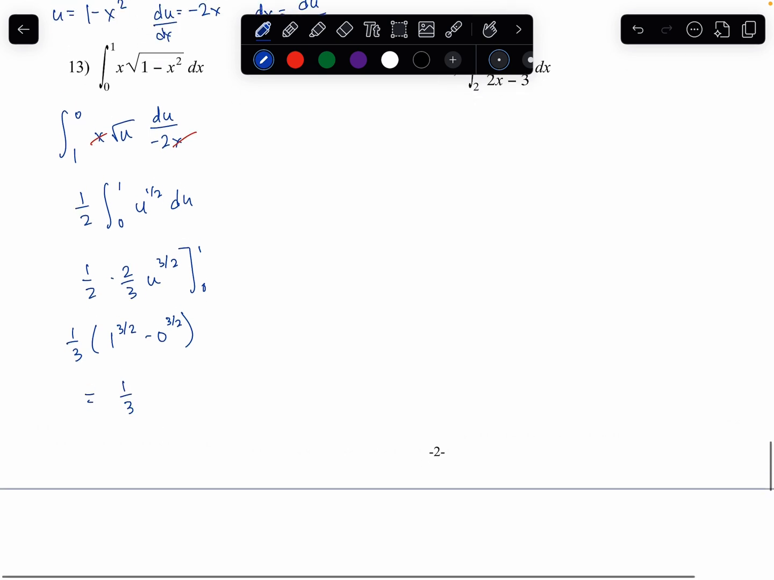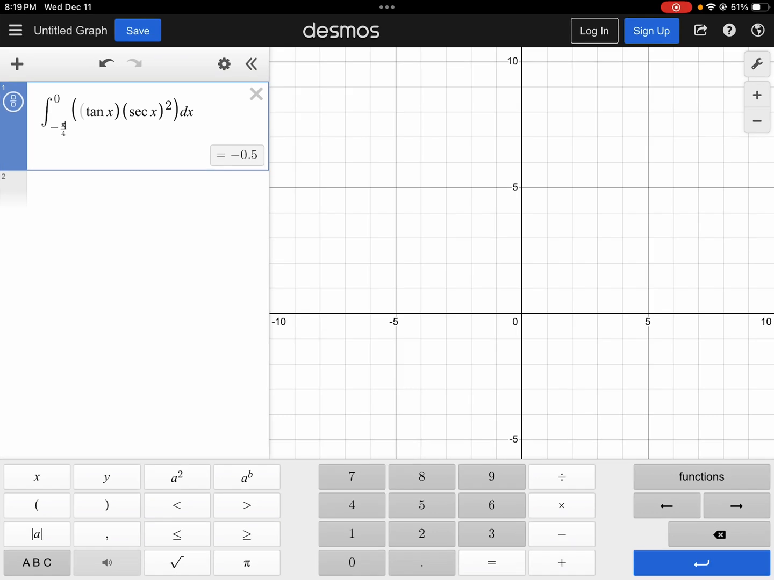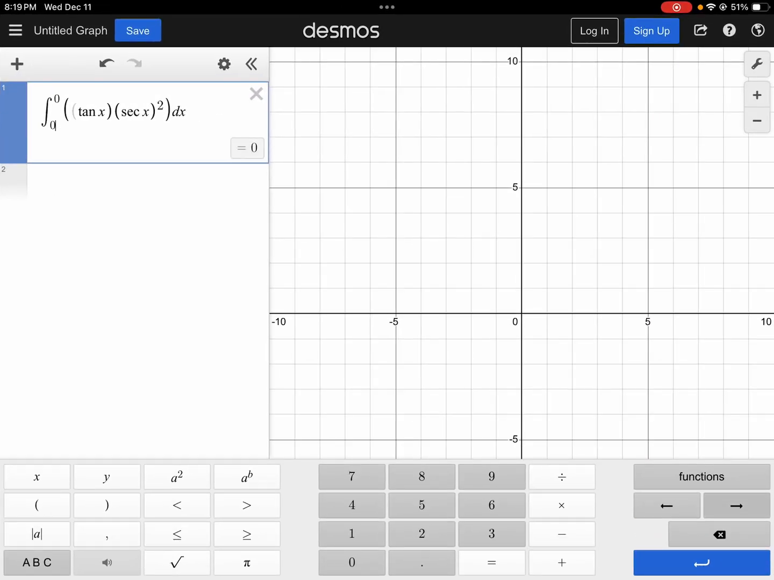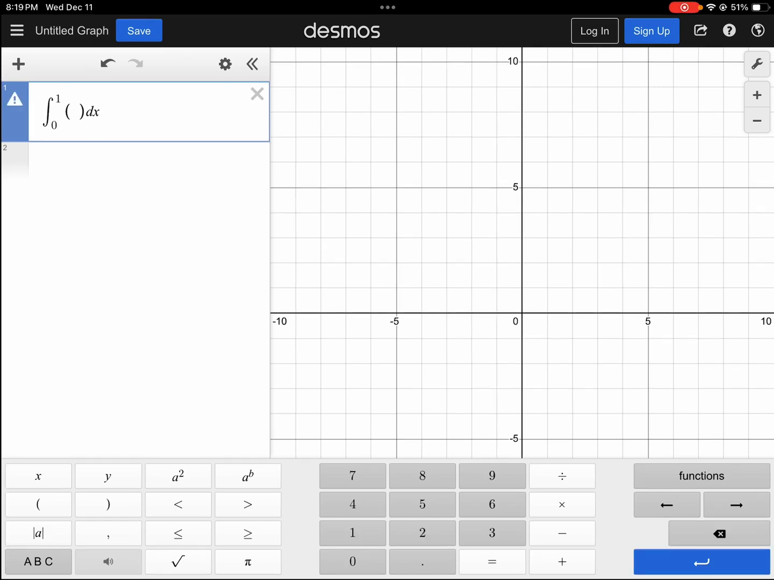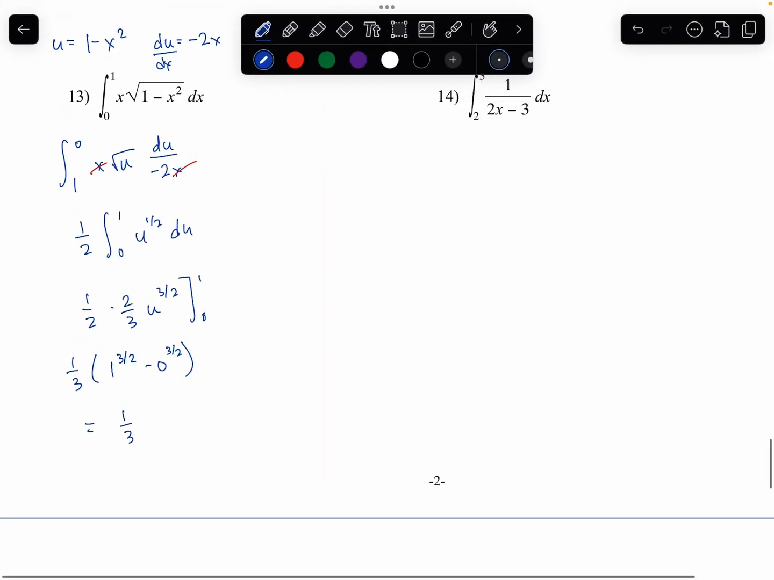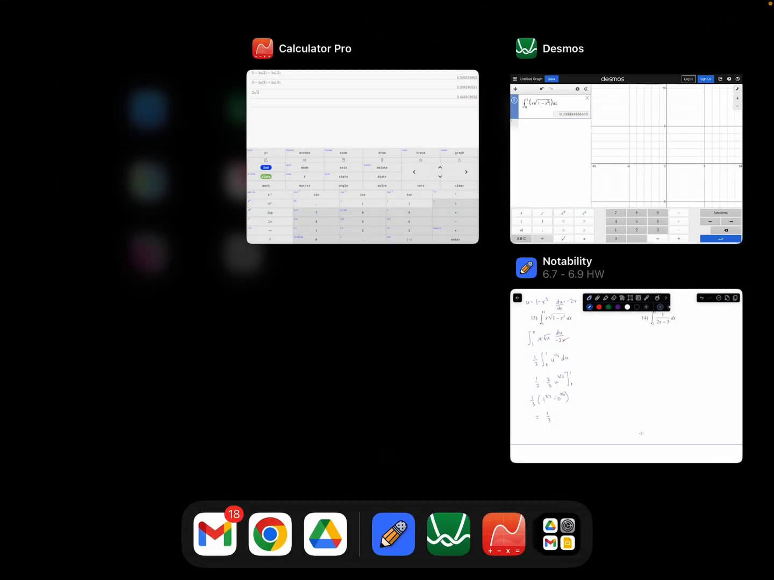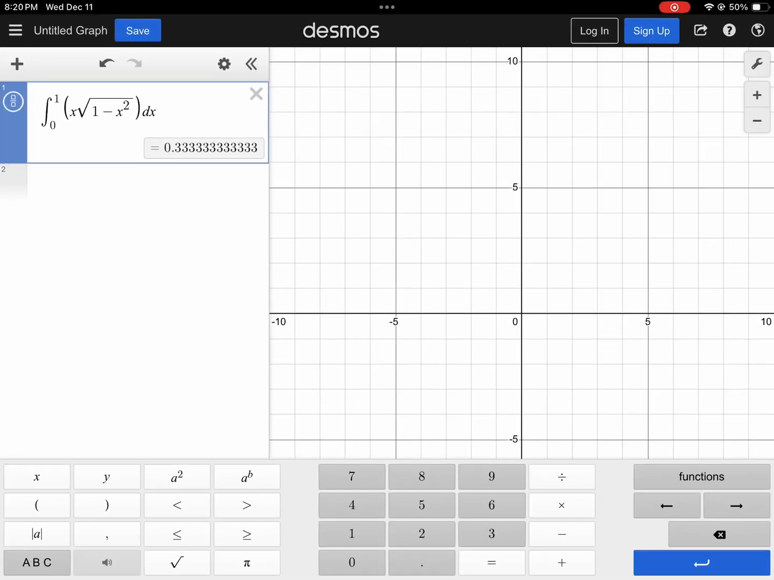Let's go ahead and give that a go. 0 to 1, x first, x, and then square root, was it 1 minus x squared? And, yep, and we do get 1/3.